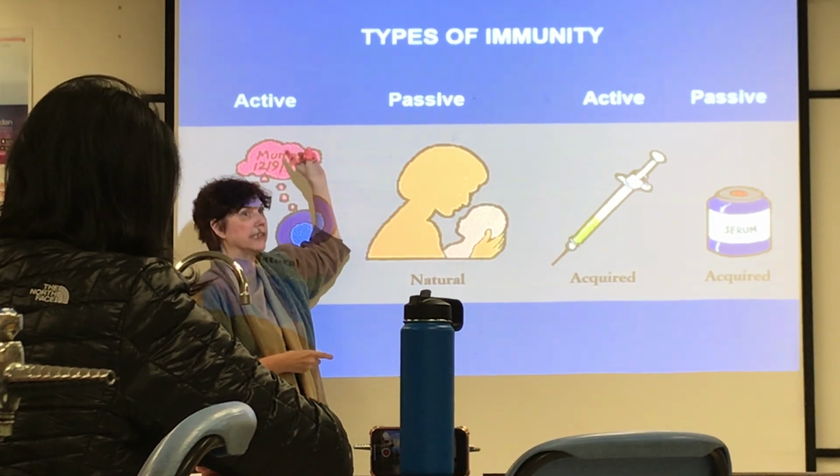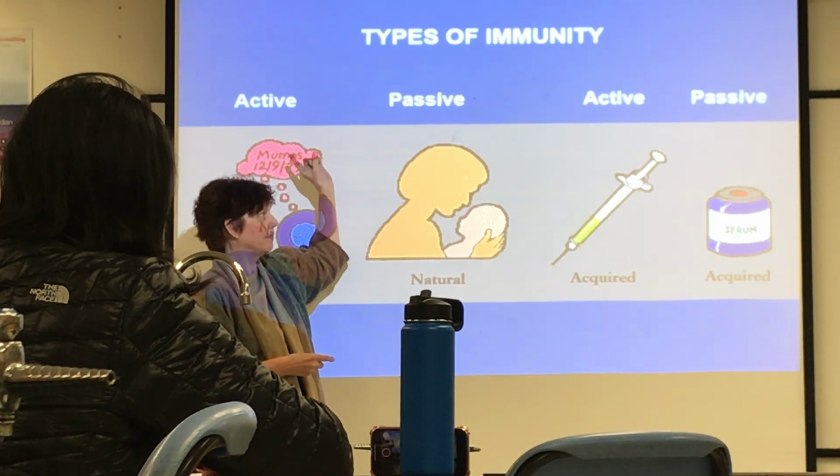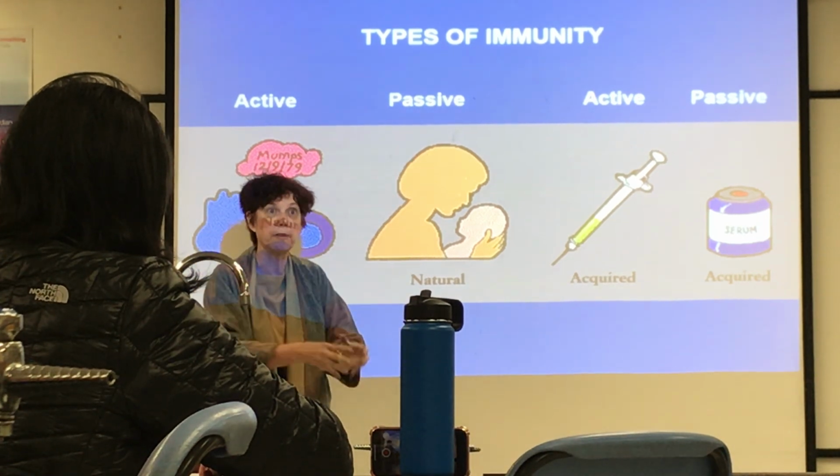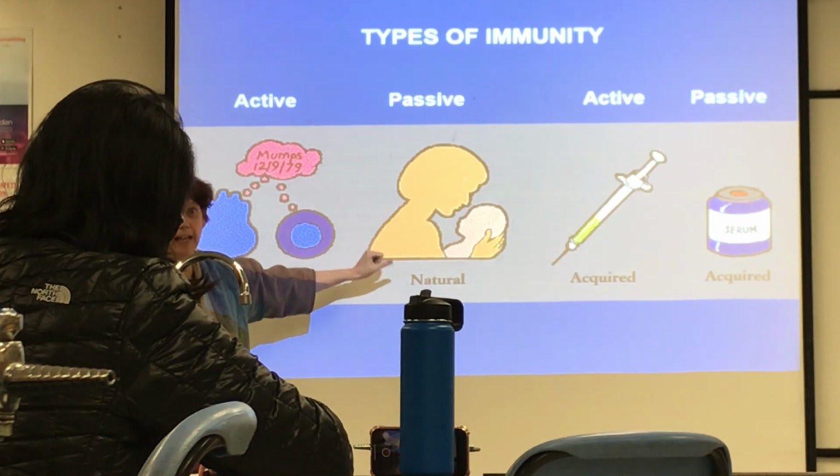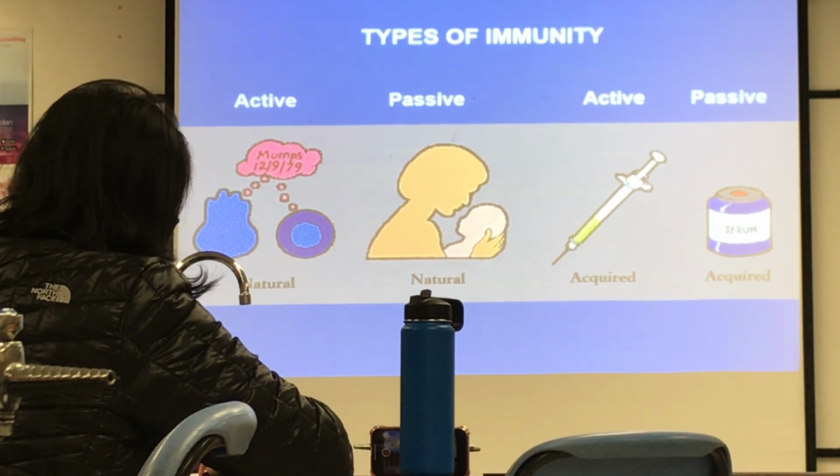So active, you actively make it, you keep the memory cells. Passive, those are provided to you. And it can be either a natural, as is the breast milk, okay? Or it can be acquired.